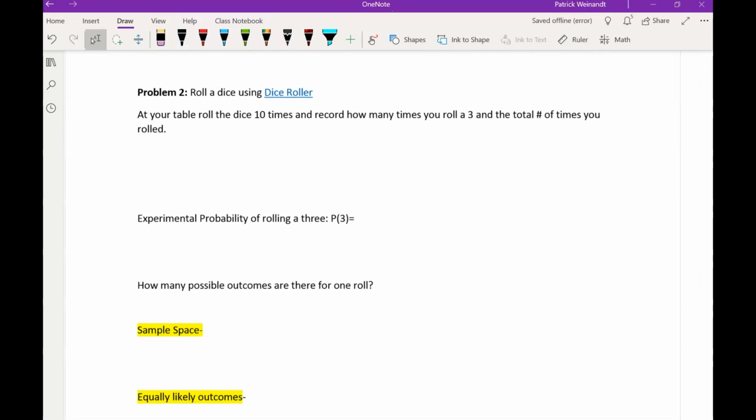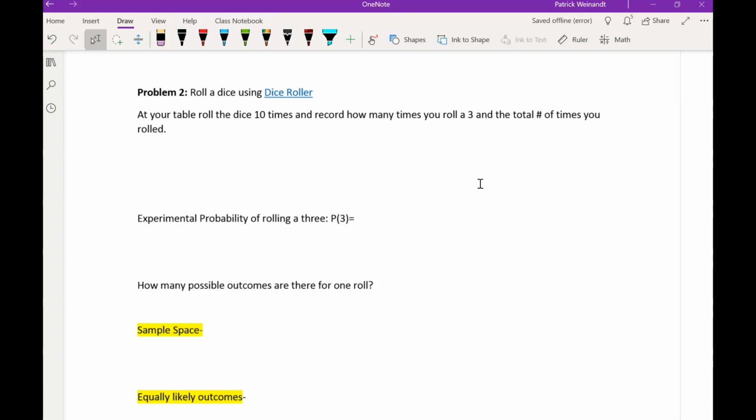Okay, so at your table, you are going to roll a die 10 times and record how many times you roll a 3, and then the total number of times you rolled, and then we were all going to add those together and find the experimental probability of the entire class of rolling a 3. But I'm just going to use a simulator online.